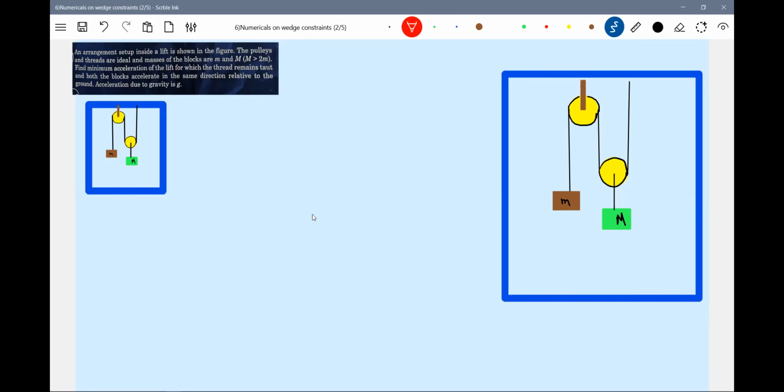acceleration of the lift, put it here. Or just write A, that is enough. Then any forces that are acting. If this is a tension T, this will be T, this will be T, this will be 2T. This will be mg, this will be Mg, this is T. Then how both the blocks have to move up, that was the condition. And what is the acceleration? We don't know. Call it A1 and A2.